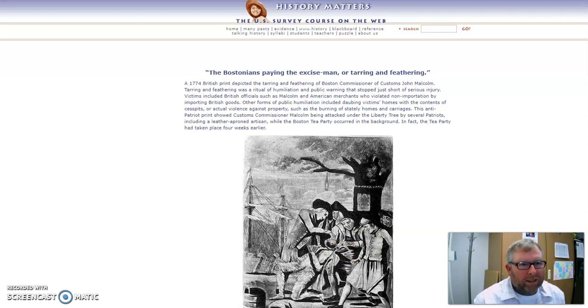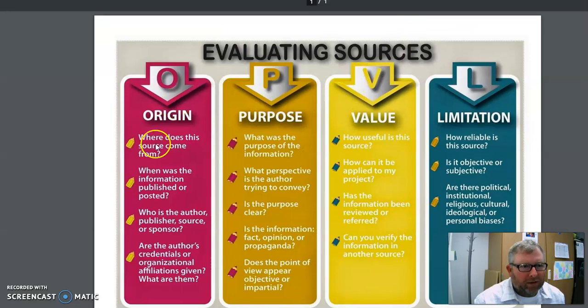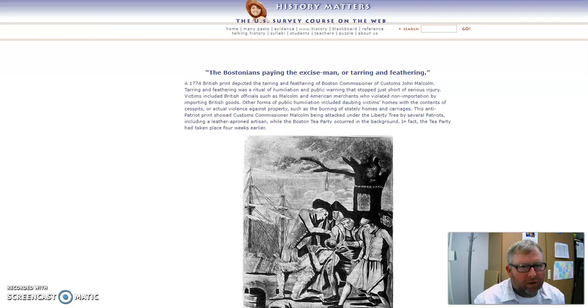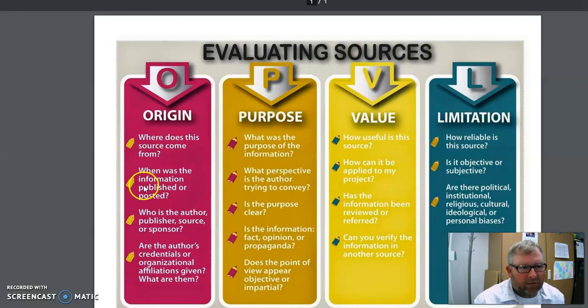So once again, we want to go back and do our O and our P questions based off of this. So first of all, where does this source come from? Well, if you look at this, it's a British print from 1774. So pretty much where does this come from? We're looking at the idea that this was something created by pro-Loyalists in 1774.